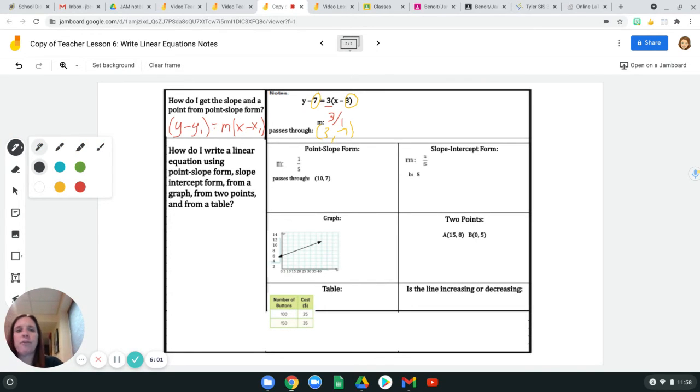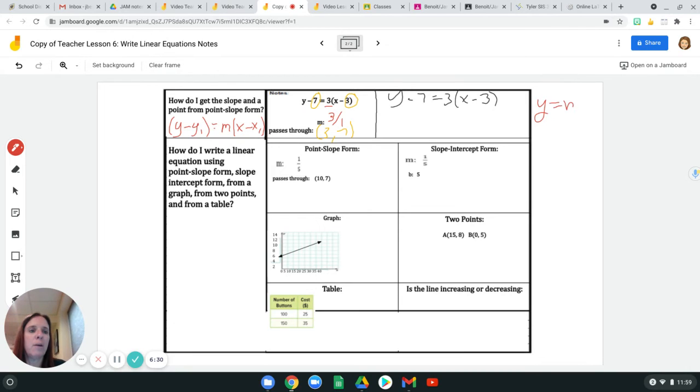Now, we're going to take this a step further, actually. I'm going to make you use your brains a little bit more here. And we're going to take this point slope form, y minus 7 equals 3 times x minus 3, and we're going to change that to slope intercept form. Just because, okay? So let's see here. Slope intercept form, let me remind myself. Slope intercept form is y equals mx plus b.